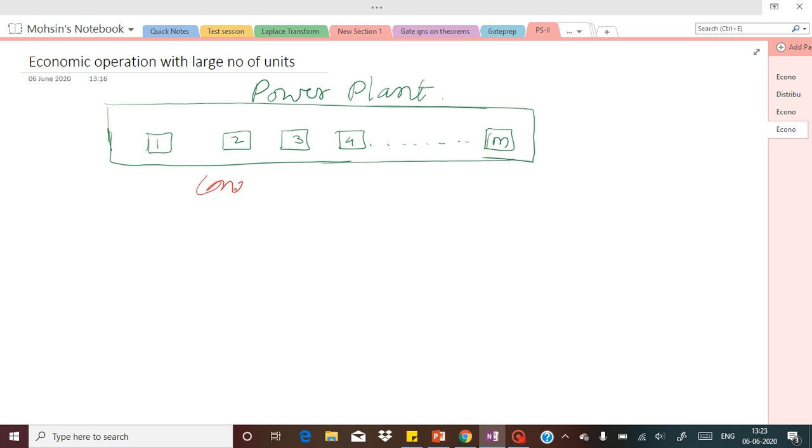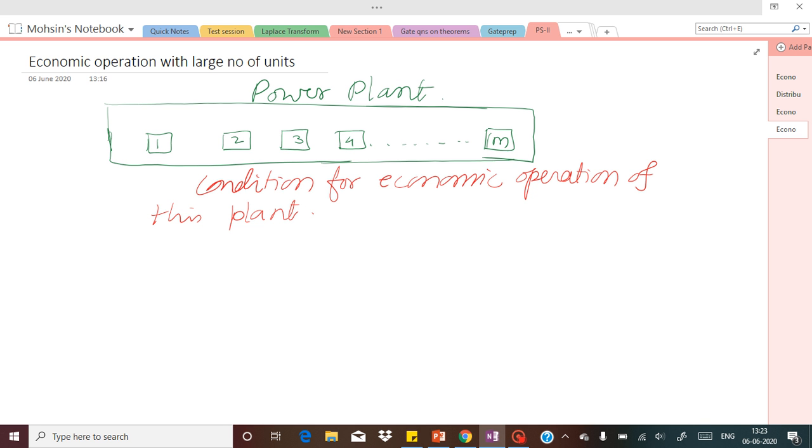So the condition for economic operation of this plant.